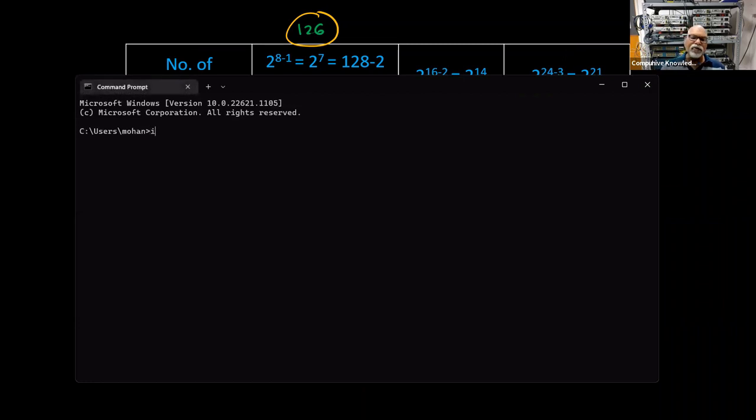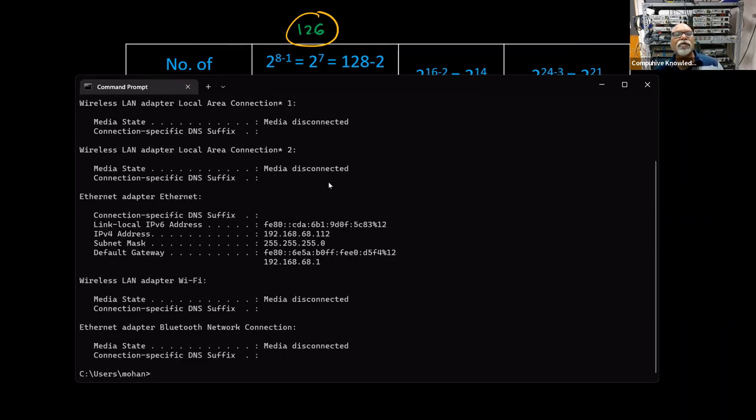So if you simply say in a Windows machine, show me my IP configuration, it's ipconfig. It will show me my IP configuration. So if you see my IP configuration, my IP address is this. See this, 192.168 something. Everybody uses this. Why? I'll tell you. Not exactly the same thing, but similar numbers everybody uses. See, I told you, right?